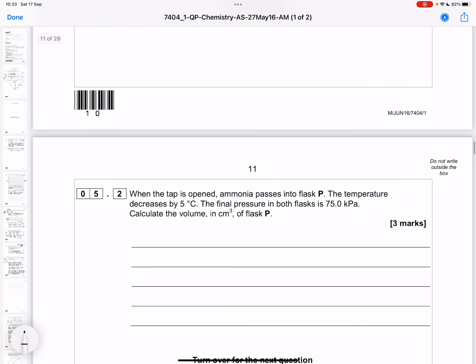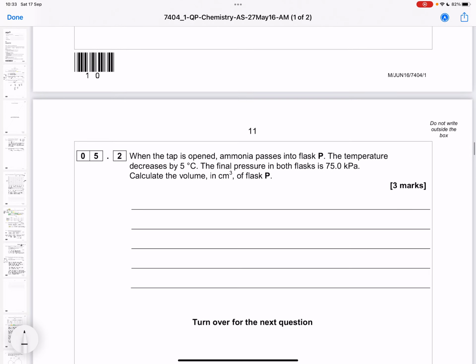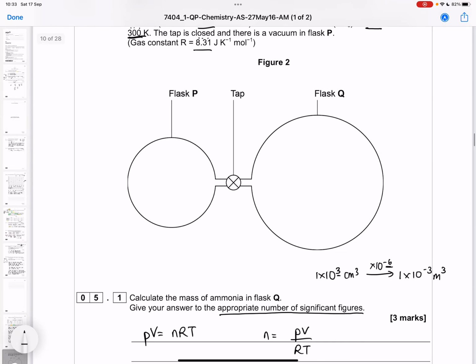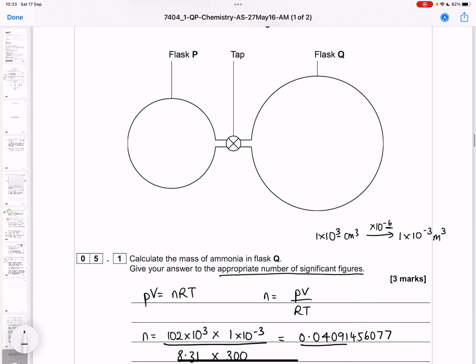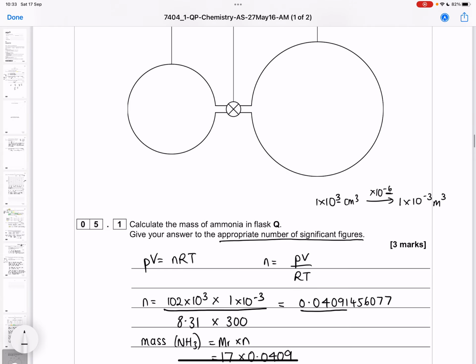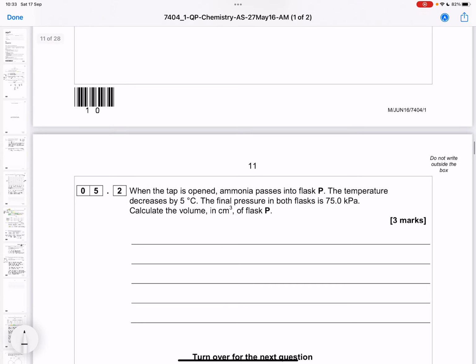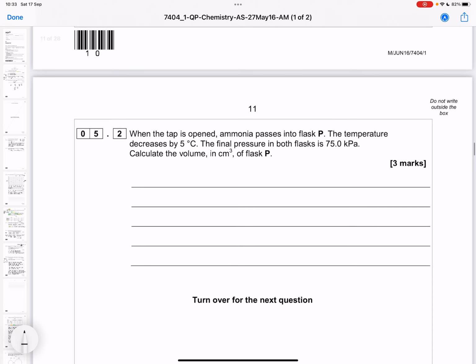Now in part 2 of this question, the tap is opened and the ammonia passes into flask P. Now do remember that that doesn't mean Q empties, it's just that some of the gas passes into P and some of it stays in Q. The temperature decreases by 5 degrees C and there's a new pressure. Calculate the volume. So we're going to rearrange PV equals nRT again for V. So V is nRT over P.